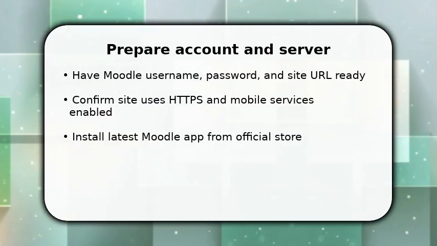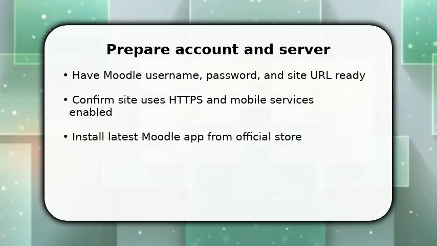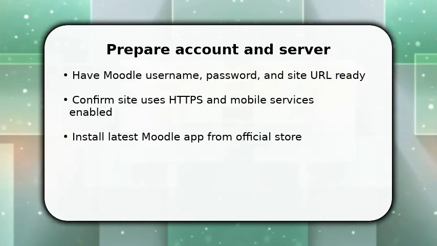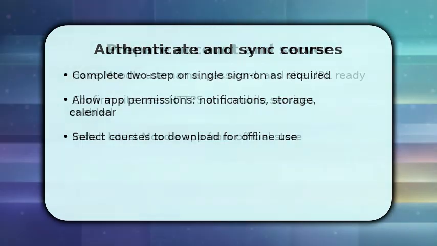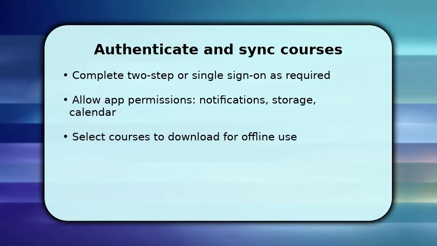Tap Login, then supply username and password. This step authenticates you and retrieves course listings, so accuracy now saves time later. Once authenticated, you may encounter two-factor or single sign on screens. Follow prompts and approve access so the app can fetch your data. Make sure to grant permissions for notifications and storage so files and announcements sync properly.